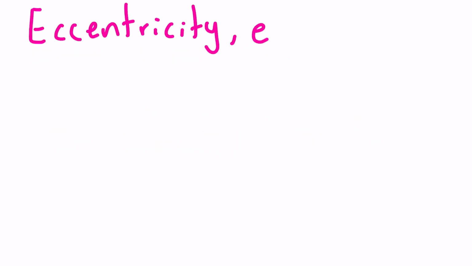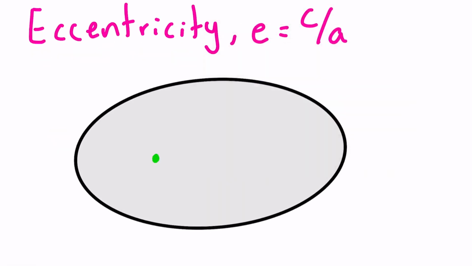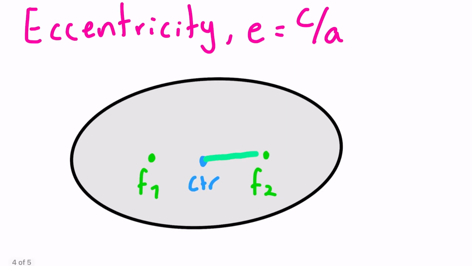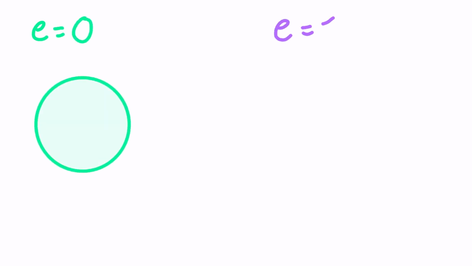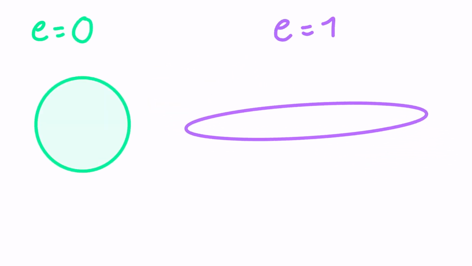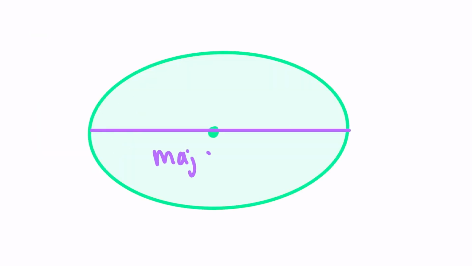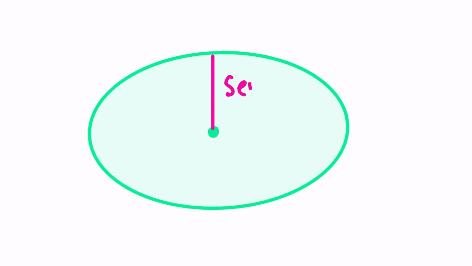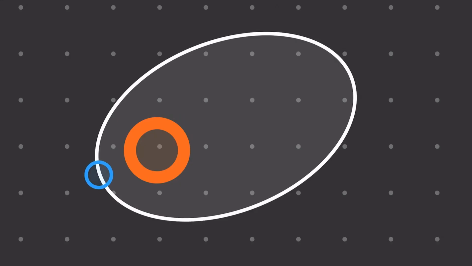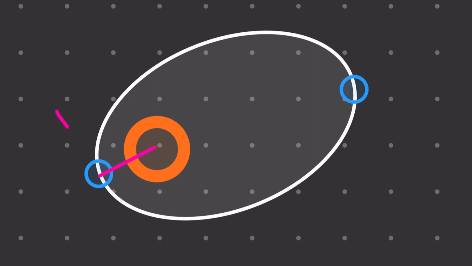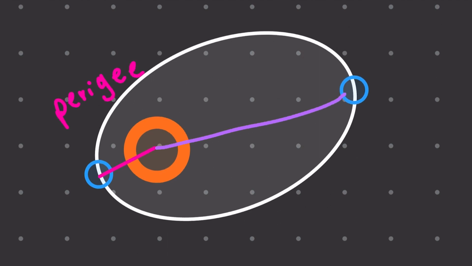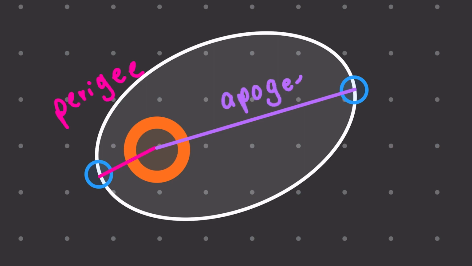The eccentricity is a measure of how elliptical the orbit is. It's related to both the distance from the center to the foci and the distance from the center to the vertices. A circle has an eccentricity of zero, and the highest the eccentricity can be is one. These lengths on the ellipse are known as the major/semi-major axis and the minor/semi-minor axis. Perigee and apogee basically describe the points in the orbit where the satellite or moon or planet is closest and farthest, respectively, to the planet/sun.